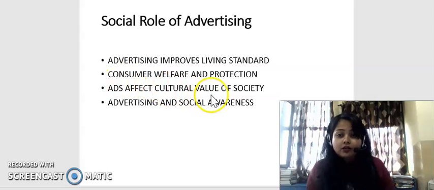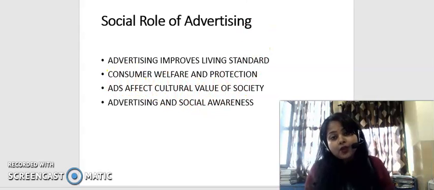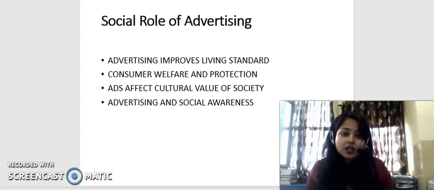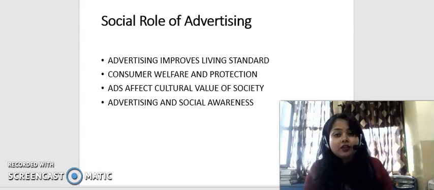Next is consumer welfare and protection. So what does it mean? It is something concerned with the good of consumers and their interests, right? The Oxford Dictionary defines welfare as the well-being, happiness, health, and prosperity of a person and a community. So consumer welfare and protection lies in safely fulfilling their expectations and aspirations as to the goods and services that they need.